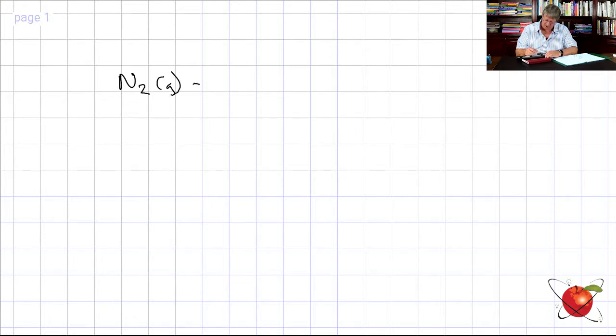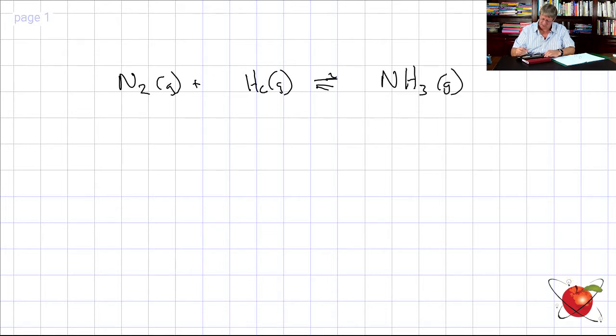Well, N2 gas plus H2 gas goes to, with a double arrow here because it's reversible, it's an equilibrium reaction, NH3 gas. So we're reacting nitrogen and hydrogen. We've seen this one a dozen times. Now what we're going to do is look at it.